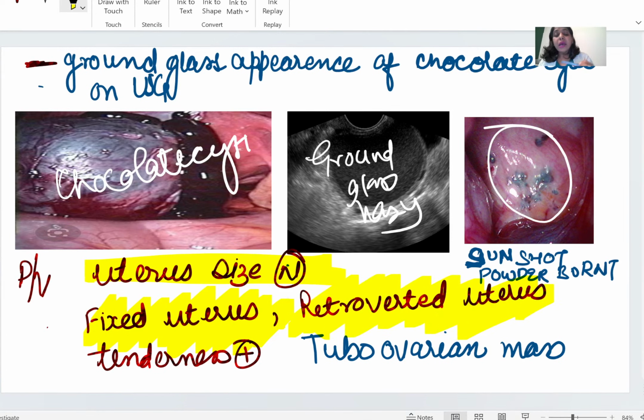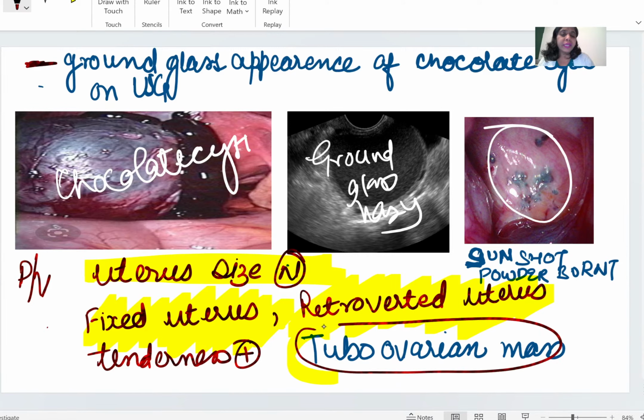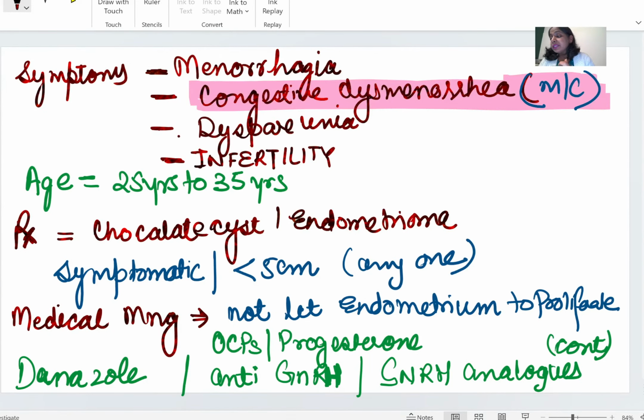If there is an ovarian cyst or chocolate cyst, then a tubo-ovarian mass will be felt. If we are talking of pouch of Douglas endometriosis, then there will be a fixed uterus or retroverted uterus. Okay, what are the symptoms seen by the patient?